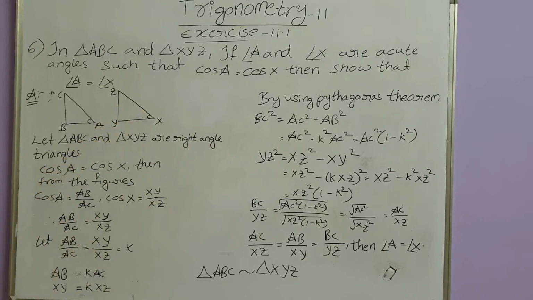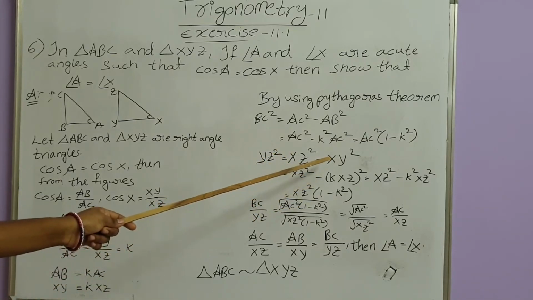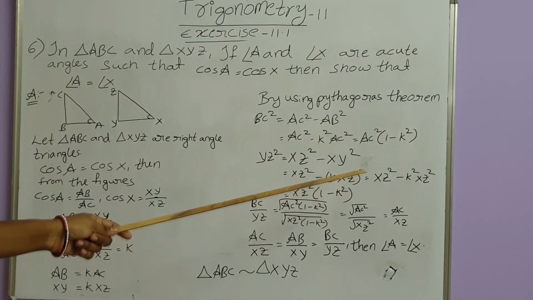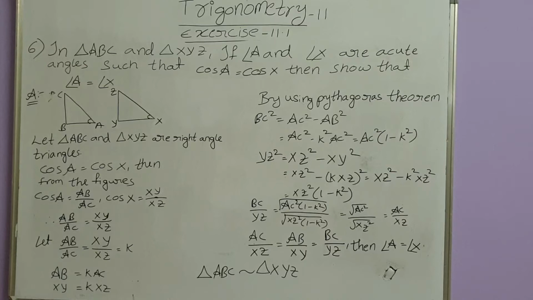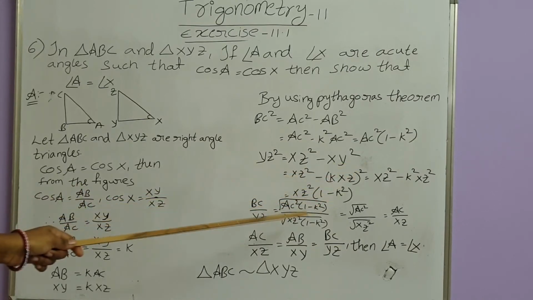And next, in this triangle, using Pythagoras theorem, YZ square is equal to XZ square minus XY square. Here XY value is K of XZ. Substituting XY value as K of XZ whole square, it is equal to XZ square minus K square XZ square. In this, XZ square is common: XZ square of 1 minus K square.